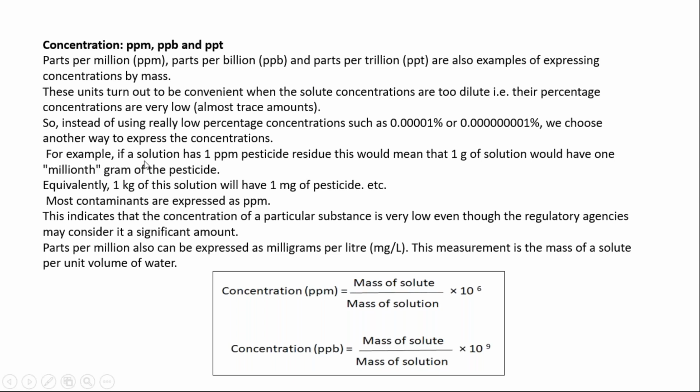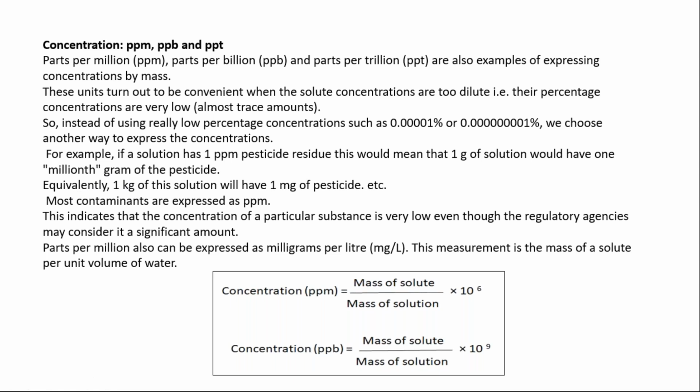So for example, if a solution has 1 ppm pesticide residue, it would mean that 1 gram of solution would have a millionth. So 1 part per million. Okay, so if you have 1 million parts, out of that 1 part is the pesticide. So this is equivalent to 1 milligram of pesticide in 1 kilogram of the solution.